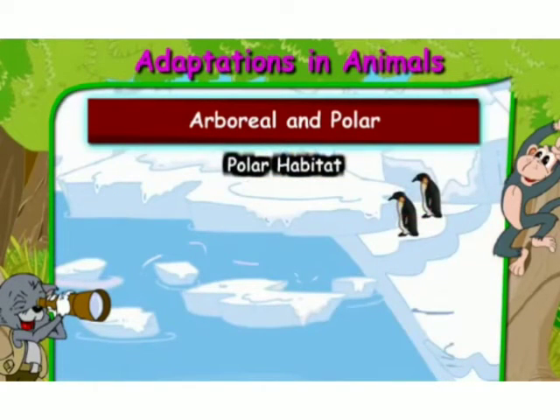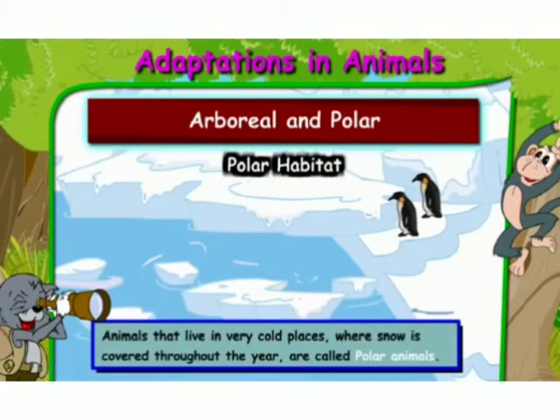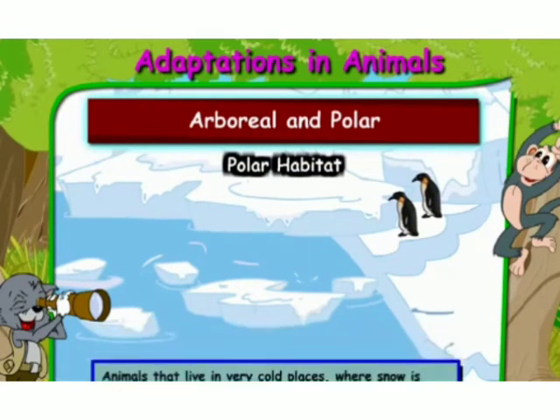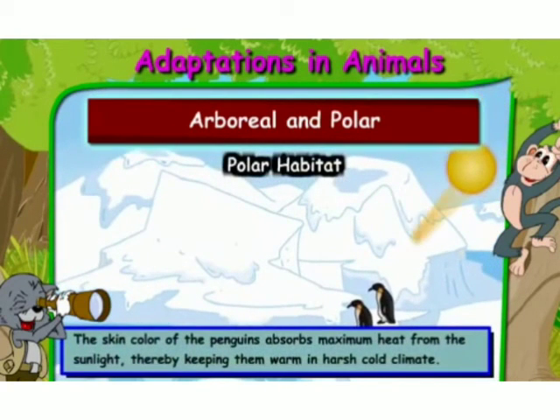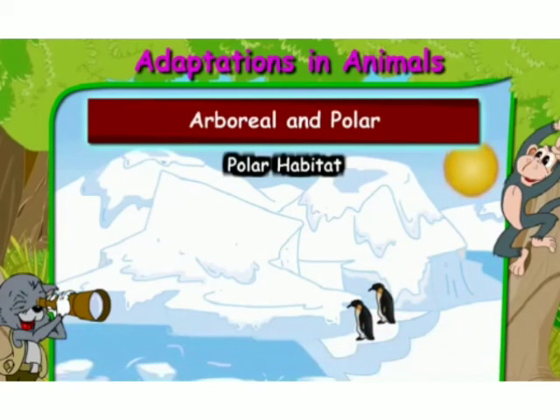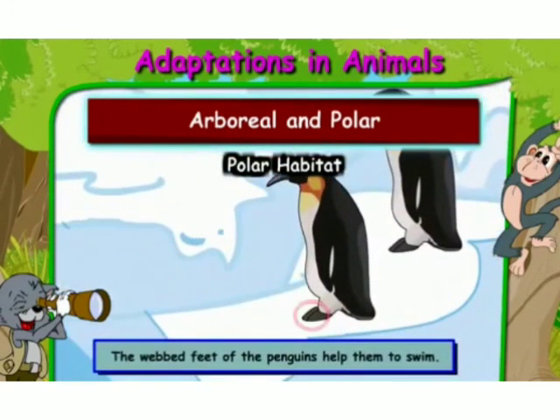Now let us understand about polar animals. Animals that live in very cold places where snow is covered throughout the year are called polar animals. Take the example of penguin and its adaptation to the polar environment. The skin color of the penguins absorbs maximum heat from the sunlight, thereby keeping them warm in the harsh cold climate. The webbed feet of the penguins help them to swim.